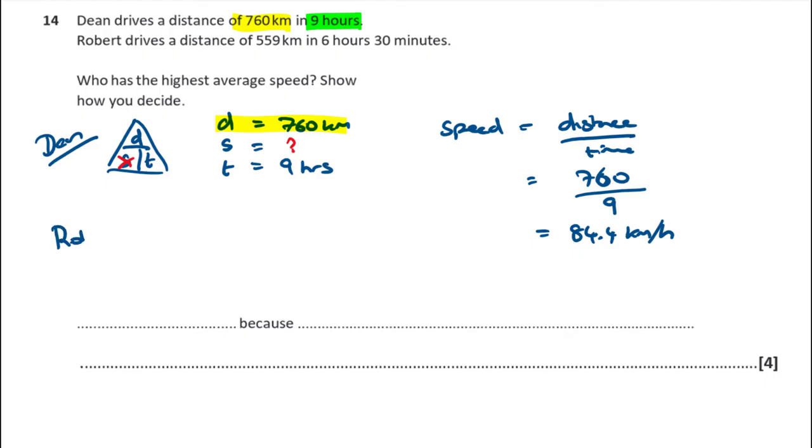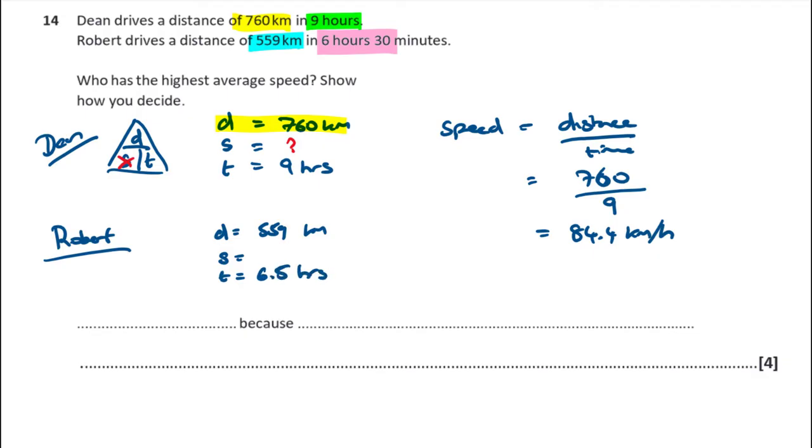What about Robert? Now Robert, he did a distance of 559, there it is there, and he did a time of 6 hours and 30 minutes. So again, distance is 559 kilometers. Speed is what we're looking for. Time is equal to 6 hours 30 minutes. And now 30 minutes is like half an hour. So I'm going to write that down as 6.5 hours.